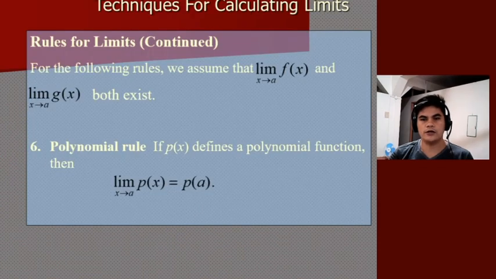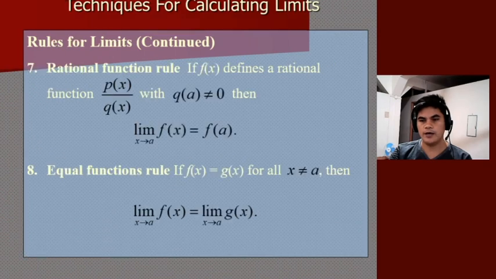Now, this is the continuation of the rules or the theorems we had last time. For the following rules, we assume that the limit of f(x) as x approaches a and the limit of g(x) as x approaches a both exist. Like for this example, the polynomial rule. If p(x) defines a polynomial function, then the limit of p(x) as x approaches a is equal to p(a), or the substitution law.